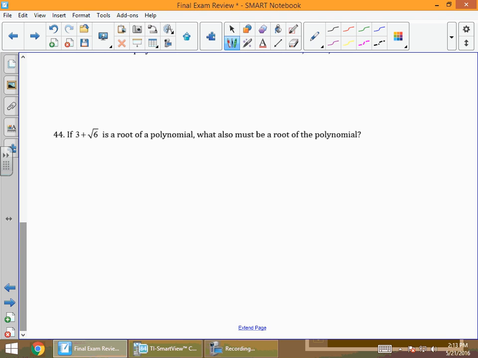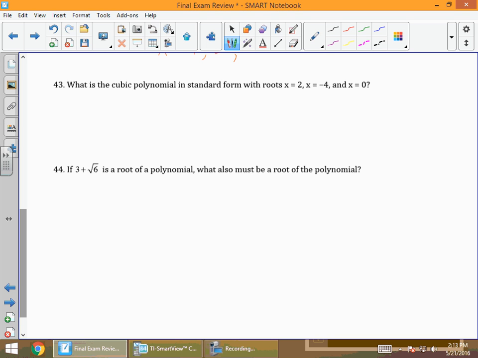Number 43 asks, what is the cubic polynomial? Okay, well, let's set these so they say something equals 0. So right now I have x equals 2. If I subtract 2 on both sides, I get x minus 2 equals 0. That is going to be one of my factors. I'll set it over here. x equals -4, add 4 to both sides, so x plus 4 equals 0. That'll be one of my factors. And x equals 0, that's already set equal to 0, so that's one of my factors.